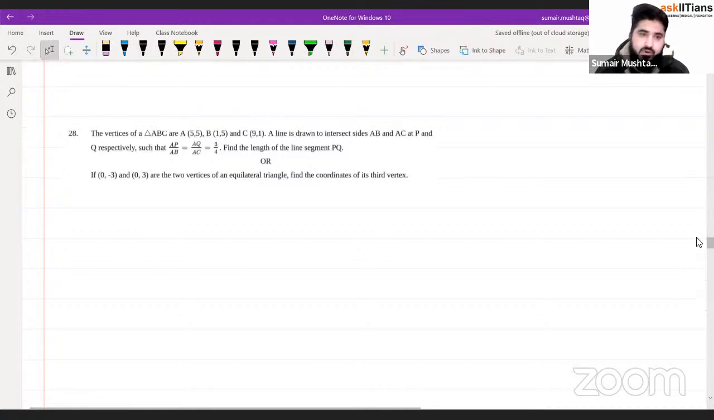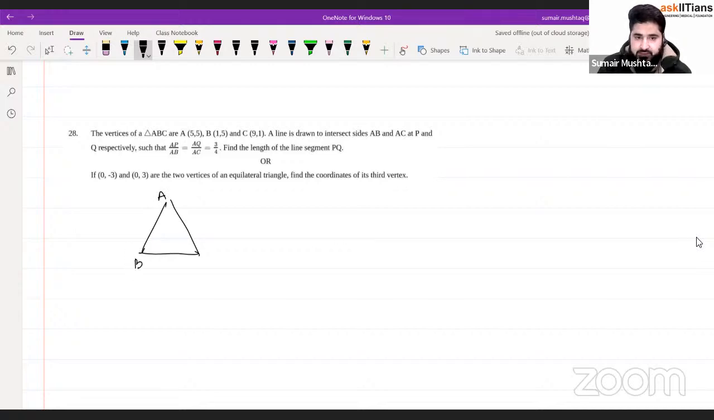See, again, here we have two questions. Okay, very easy question. The question 28, I will just give you the hint how to do it. Okay, because time does not permit to do it all. Suppose you have a triangle ABC. Okay, you have a triangle ABC. Fine. ABC is a triangle. Fine. And the coordinates of A are given as 5, 5. The coordinates of B are given as 1, 5, and coordinates of C are given as 1, 9. Okay, so that whatever the thing you need to find, you can find it.